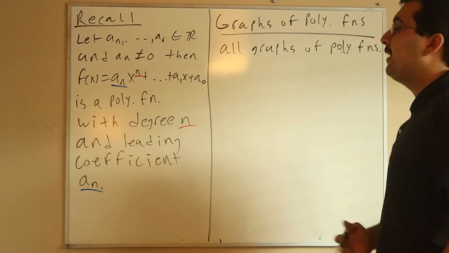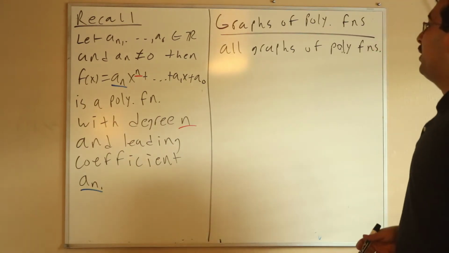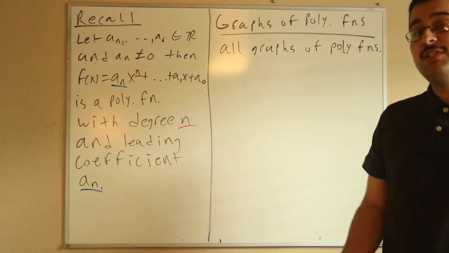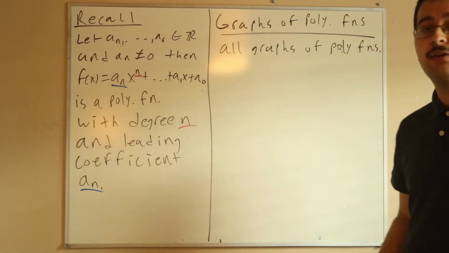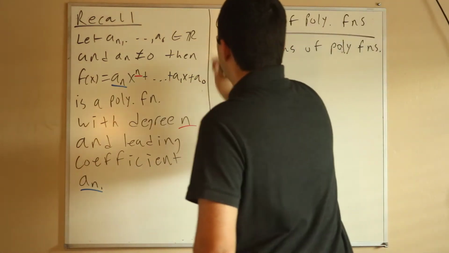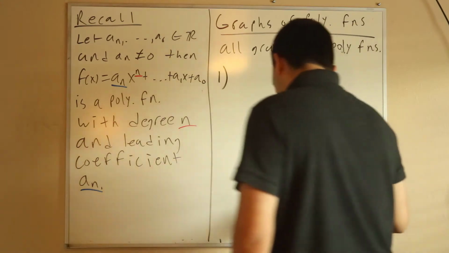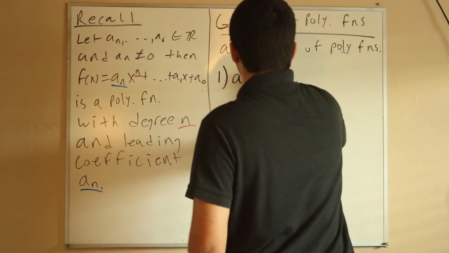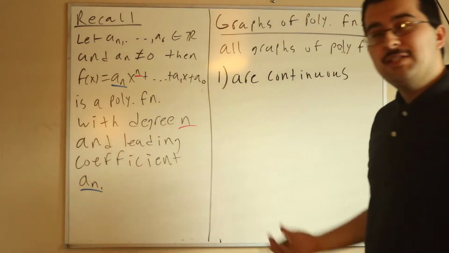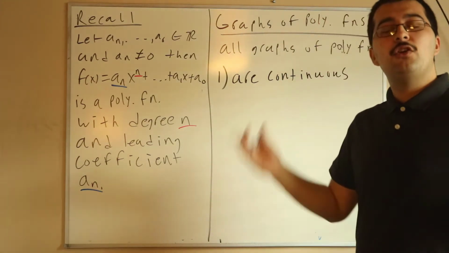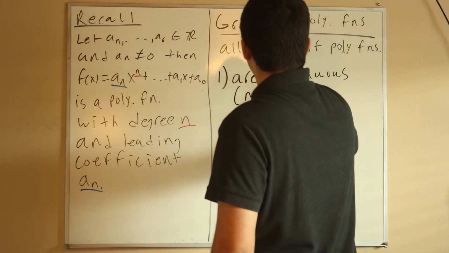And what we're going to talk about today are the graphs of these types of functions. So when it comes to graphs of polynomial functions, we get to make these statements. All graphs of polynomial functions have these two defining characteristics. The first is that all graphs of polynomial functions are continuous. What does it mean to be continuous for a graph? Basically means nowhere is there any breaks in the graphs. So no breaks.